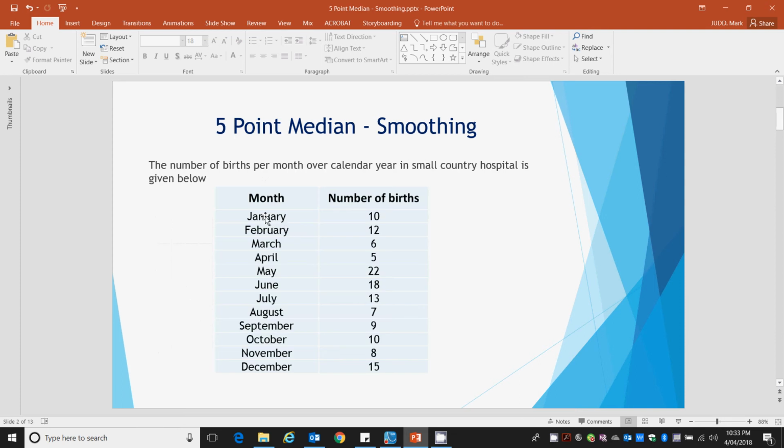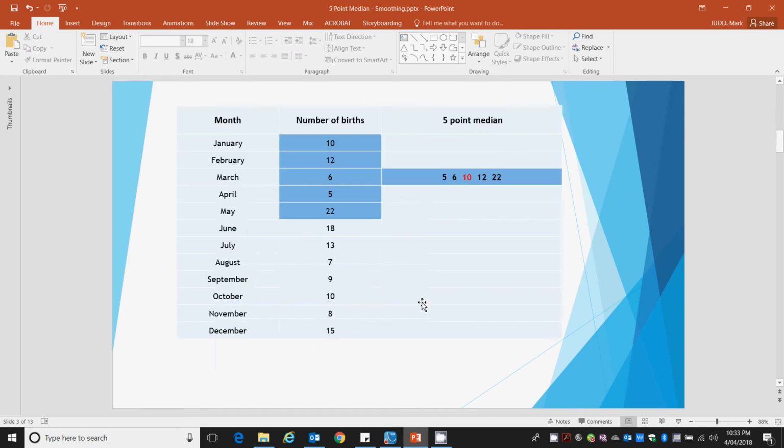Here are our months. Our raw data starts with January with 10 births, February with 12 births, right down to December with 15 births. So first of all, 1, 2, 3, 4, 5. Let's find the median of the first 5 numbers of births. We rank them in order from the lowest being 5 to the highest being 22, and the median is the middle point. So 10 is our first 5-point median piece of data from this 5-point median smooth.